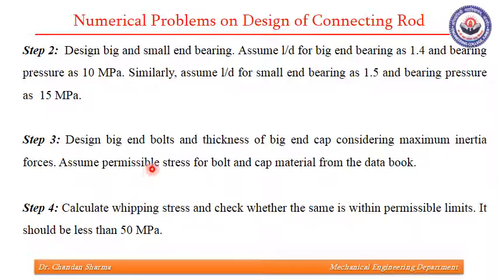We'll assume permissible stress for bolt and cap material from the design data book. And in the last, we'll calculate whipping stress and check whether the same is within permissible limits or not. To be safe, the whipping stress should come out to be less than 50 megapascal as a general guideline.